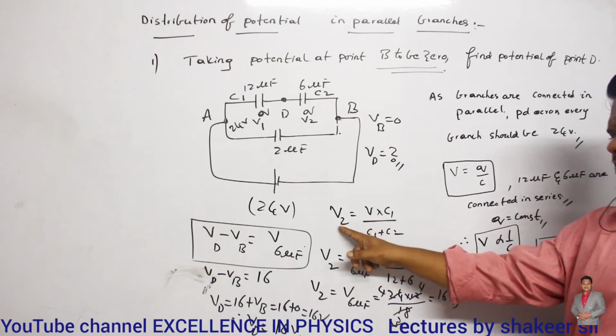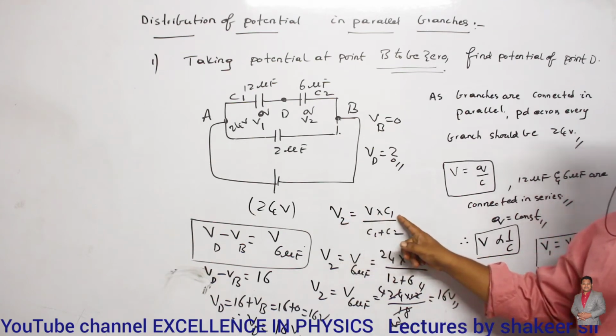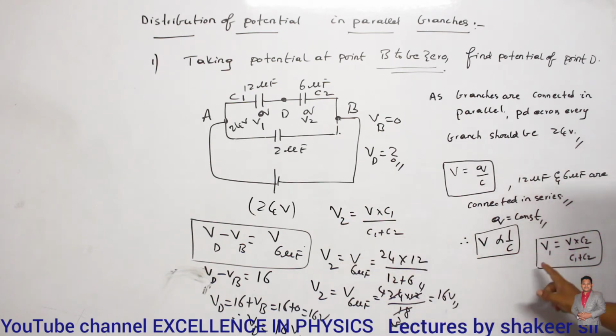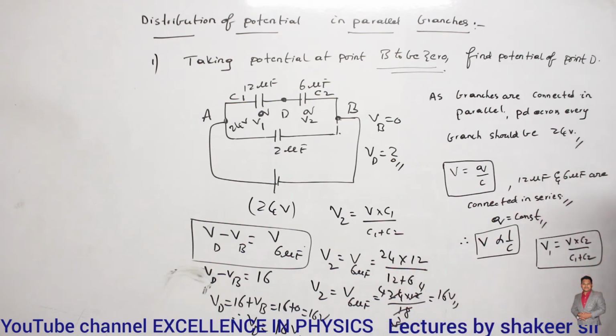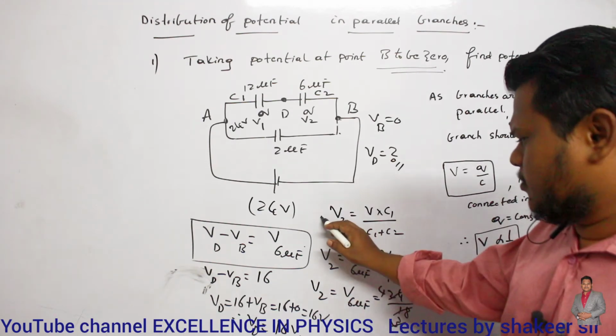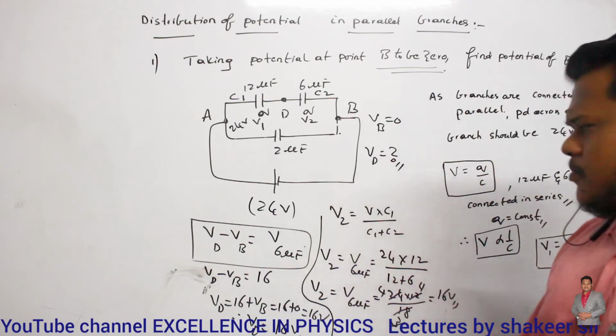Here if I am writing V2, here I have to write C1 because they are inversely proportional. Here if I am writing V1, here I have to write C2 because again they are inversely proportional. Clear? That's all. Very easily we have done the calculation. So make a note up to here, then I will give you some more questions.